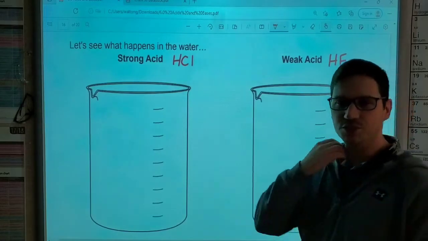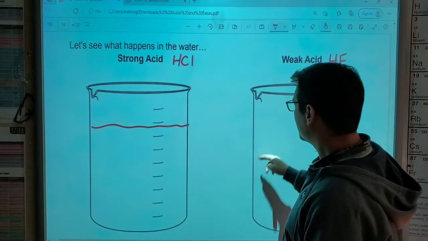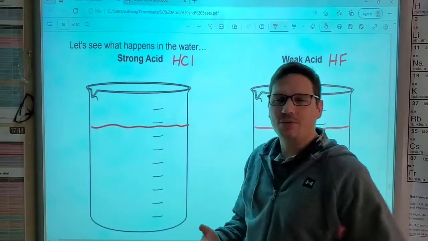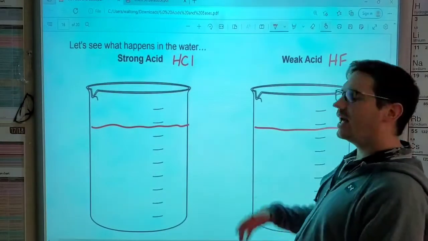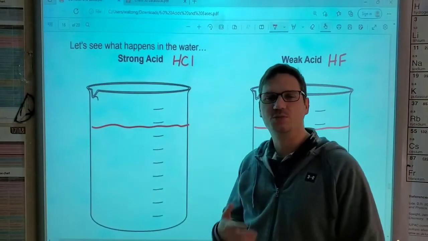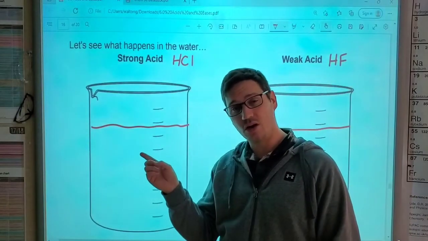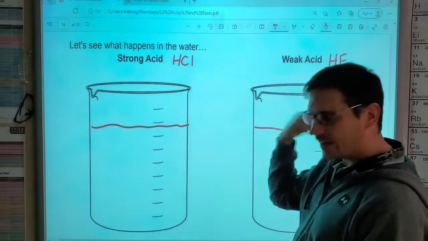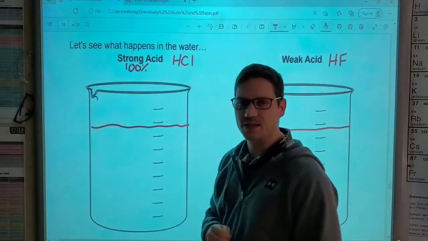We've got water in this beaker, and water in this beaker. I'm going to add maybe 3 or 4 HCl molecules to the water, and then I'm going to add 3 or 4 HF molecules to the water, and we're going to see what happens. We're going to see what properties we should be able to predict based on the fact that one is a strong acid and one is a weak acid. So think to yourself, a strong acid reacts with water 100%.